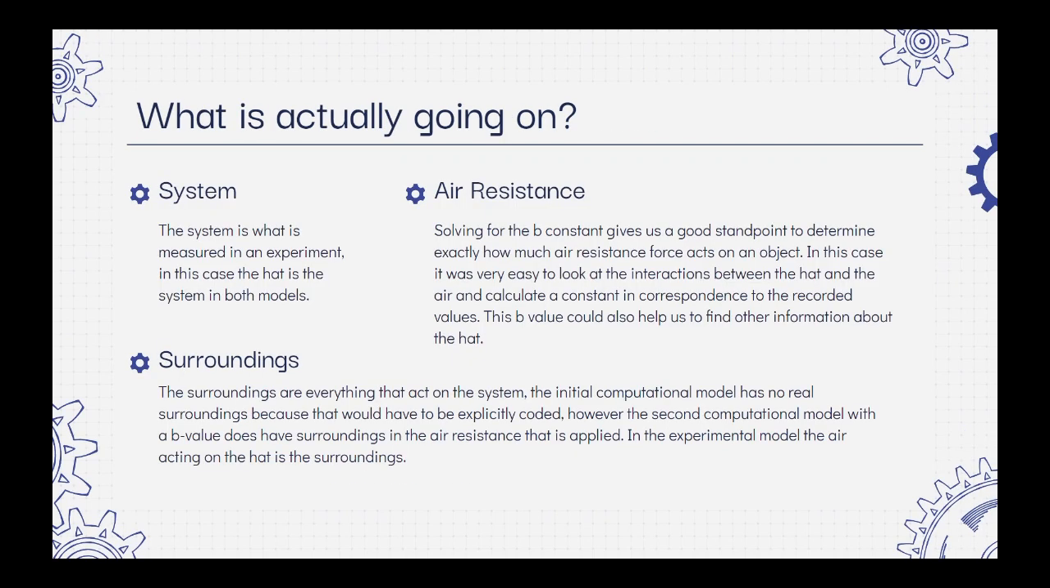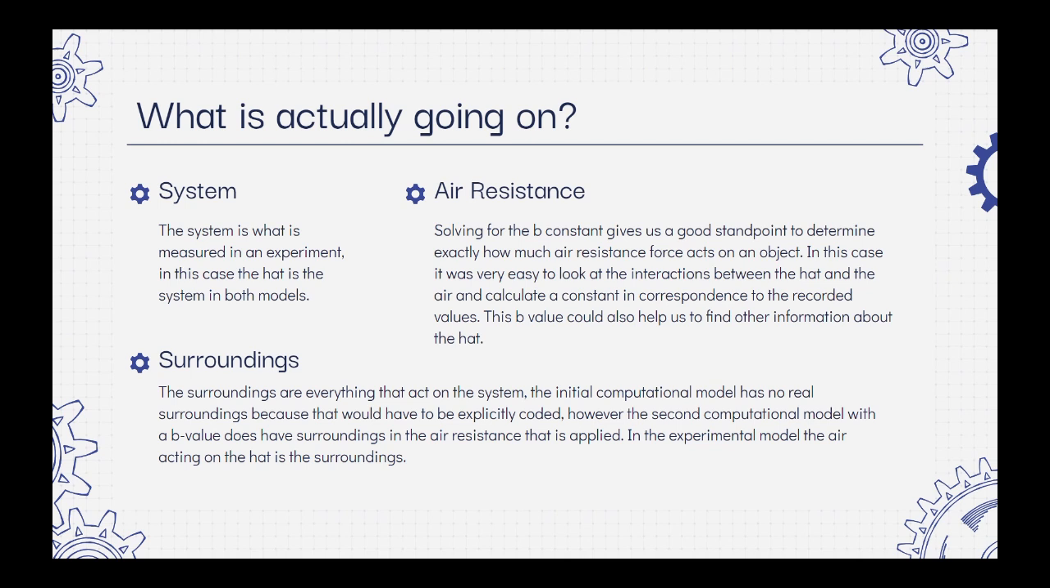So what's actually happening? Our system and our surroundings. Our system is the hat in both models. And our surroundings is nothing in the initial computational model because I didn't code anything. But in the second computational model, as well as the experiment, it has a B value, which applies an air resistance, which would be the surroundings, I guess, the air that acts on the hat.